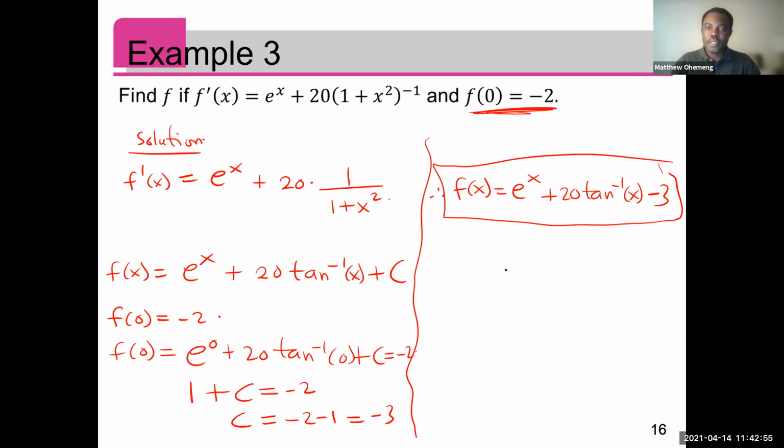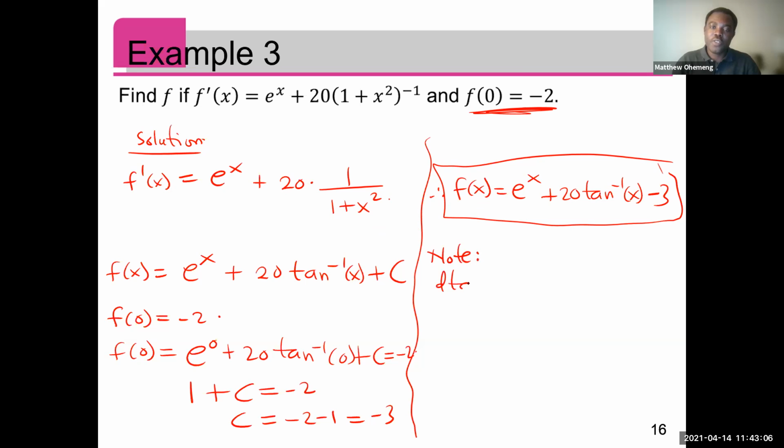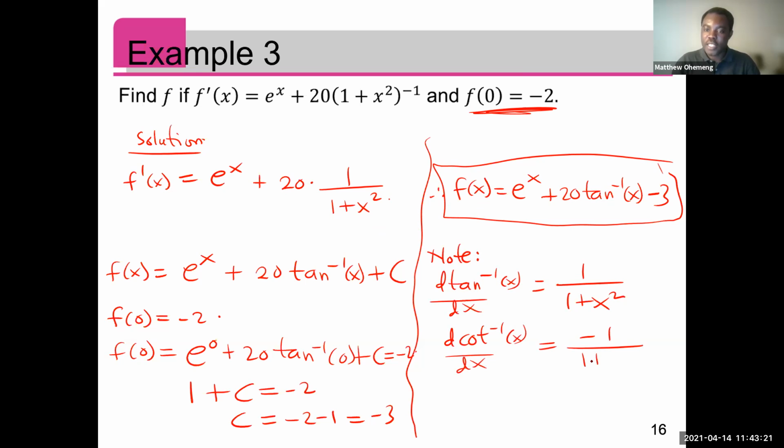Please, are we clear on this? Okay. Now let me add some extra information. Note that if you recall, the derivative of tan inverse of x is equal to 1/(1 + x²), true? Now the derivative of cotangent inverse is equal to -1/(1 + x²).